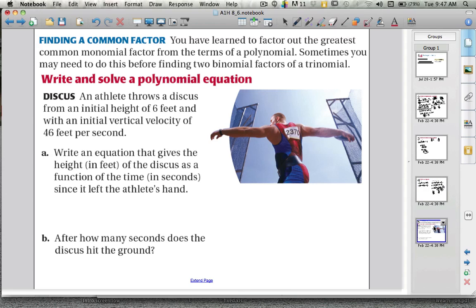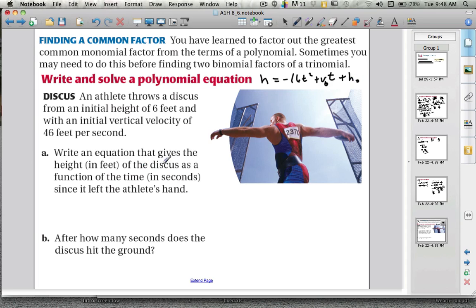Okay, one last example here. We've got an athlete who's going to throw a discus, and we're going to be using the equation we learned earlier for the height of an item in motion. I know that height is equal to -16t squared plus initial velocity times t plus initial height. Right? So this is velocity at time 0 and height at time 0.